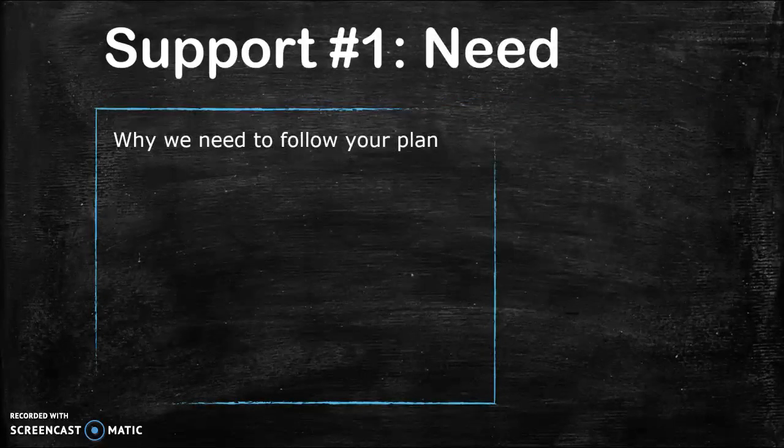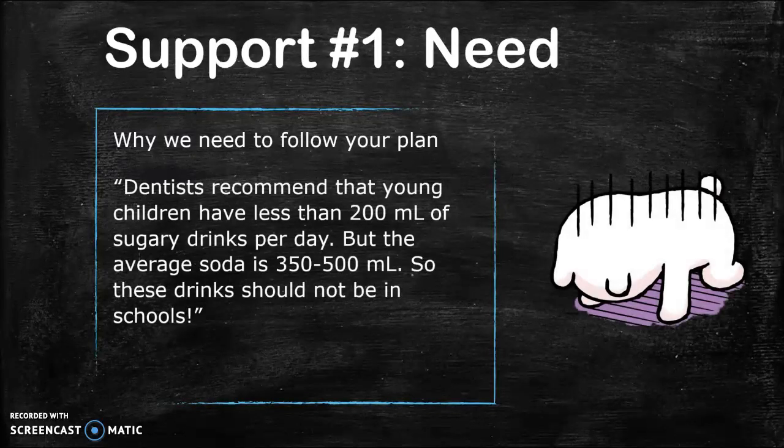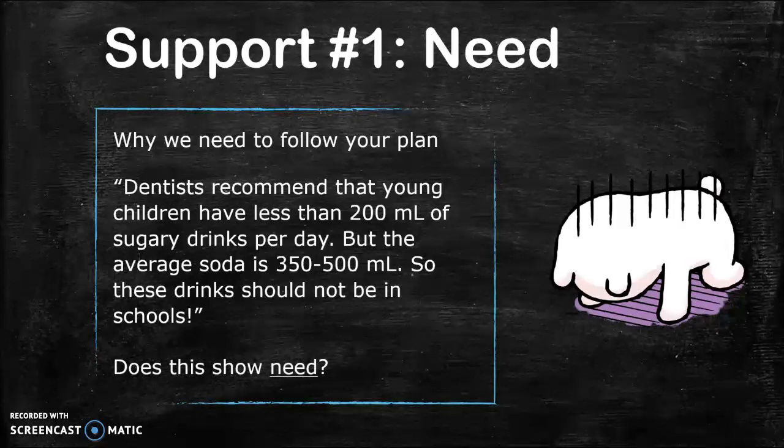For our plan about banning soda, this could be, dentists recommend that young children have less than 200 milliliters of sugary drinks per day, but the average soda is 350 to 500 milliliters, so these drinks should not be in schools. Does this show that we need our plan? Absolutely. The evidence says that just 1 can or bottle of soda is too much for kids, so it should not be allowed in schools.